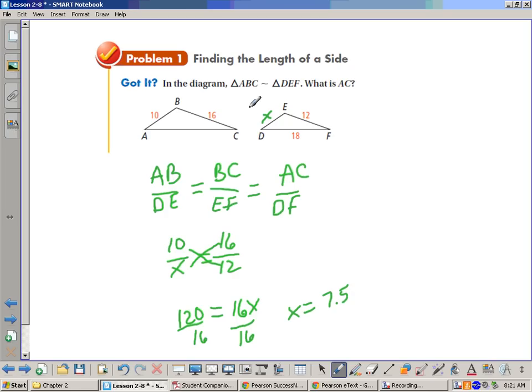We can find the other missing side the same way. AC here can be found in the same manner. We can take the 16 over 12 that we knew BC and EF were equal to, and just set that equal to AC. Let's call this y, trying to find y. So y over 18. We're going to do the same type of thing and cross multiply. So we're going to get 12y equals 16 times 18, which is going to be 288.